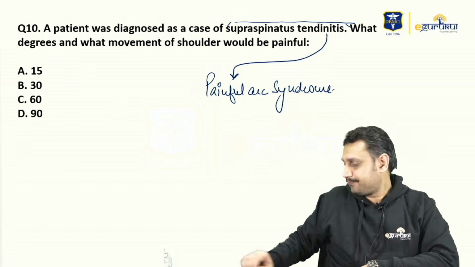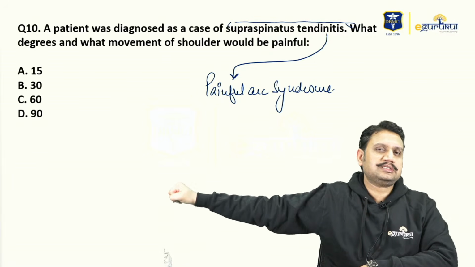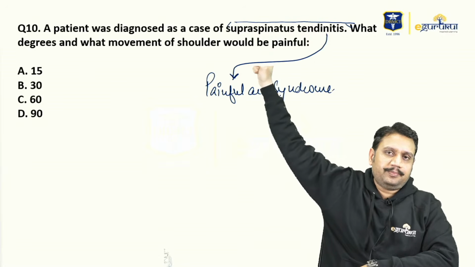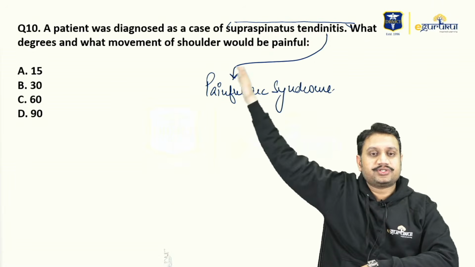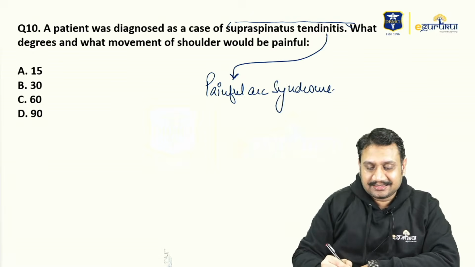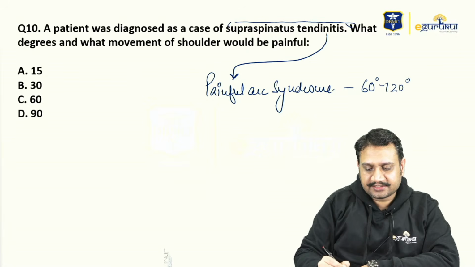What is that painful arc? When I try to abduct my arm, no pain, and now this is painful, this is painful, all painful, and now the pain disappears. This all is okay. So pain during mid-range. What mid-range? It is 60 to 120 degrees. So pain during mid-range of abduction is 60 to 120 degrees.